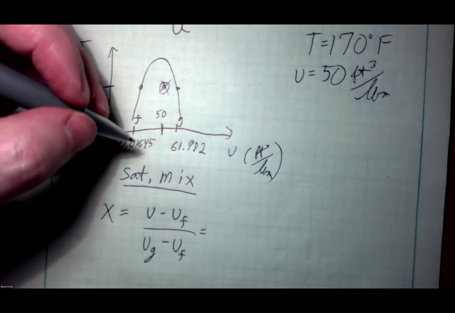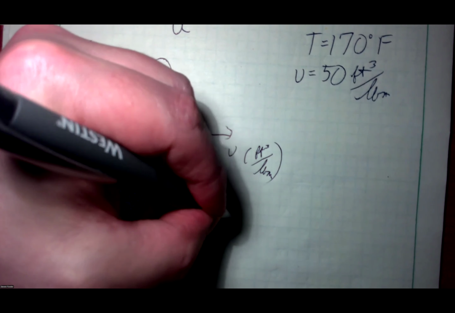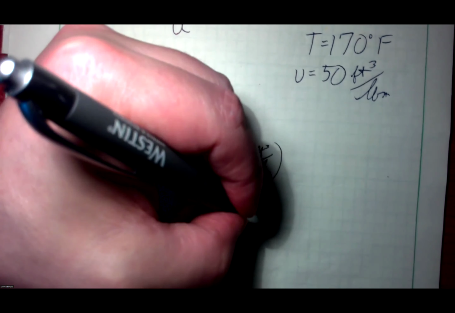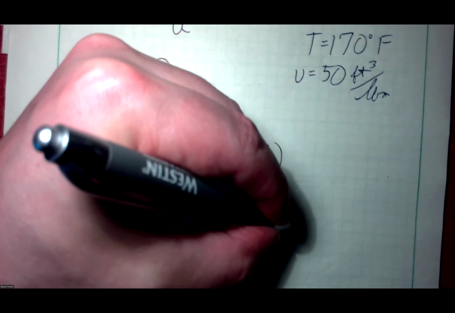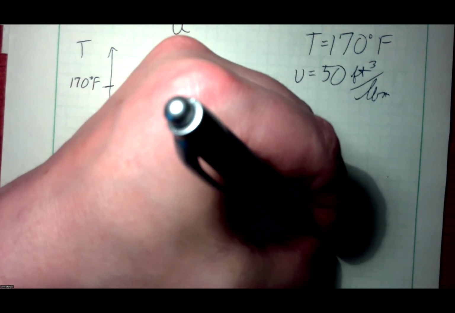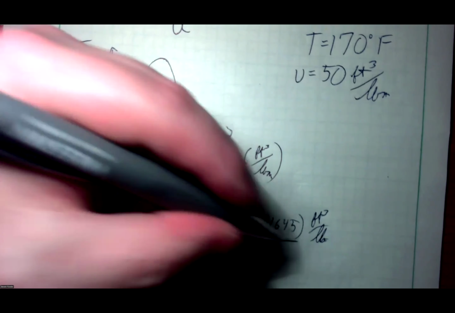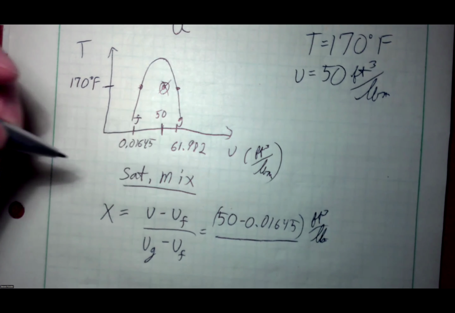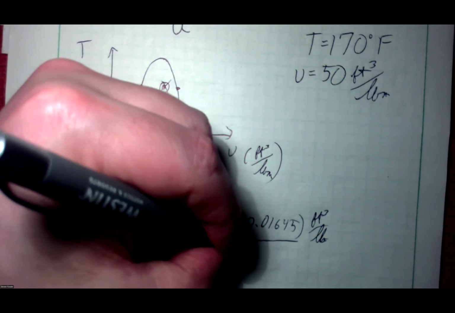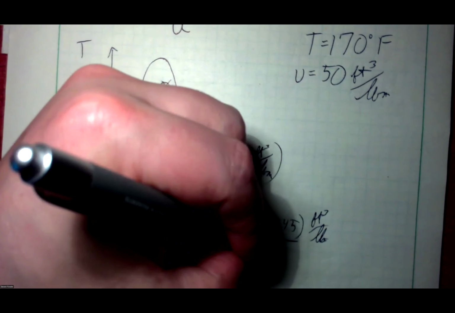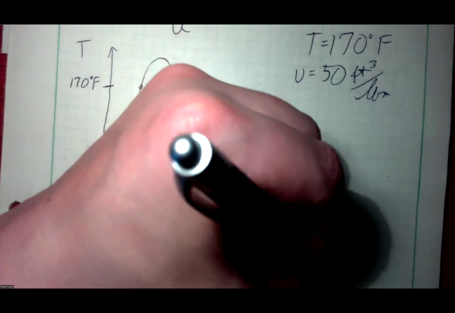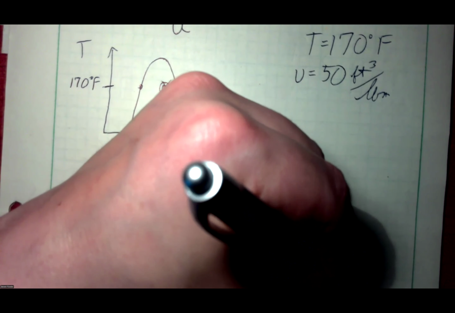which we can write out. That's 50 minus 0.01645, both of those cubic feet per pound mass, divided by the value for saturated vapor, 61.982, minus the value for saturated liquid, 0.01645, both those cubic feet per pound mass.